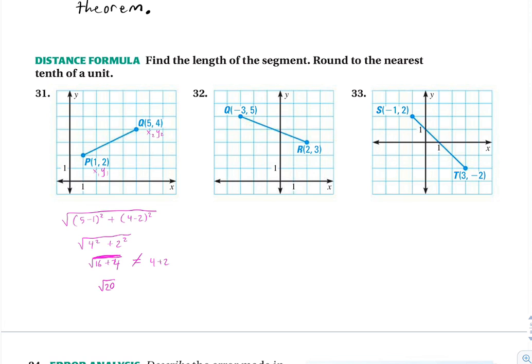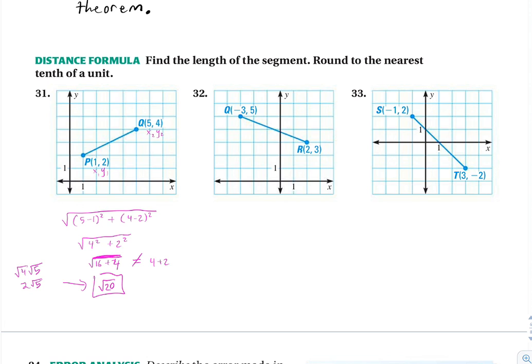Yes, it could be simplified. We haven't gone over that. We'll specifically do that in chapter 7. But if you would like to simplify it, great. You're done there. But if you want to simplify it, you could say that's the square root of 4 times the square root of 5, just that's the same product. And then that's 2 root 5. If you wanted to, you don't have to.